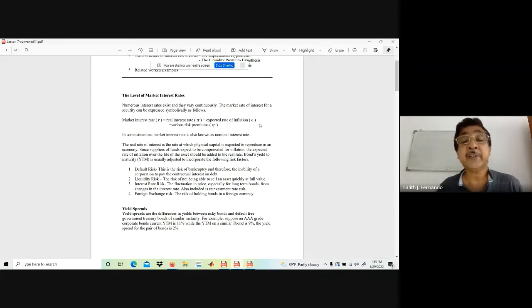So I will just show you a particular policy statement made by the Central Bank of Sri Lanka in this type of interest rate expectations. So I will just show it to you now. That is the press release made on 22nd of January.